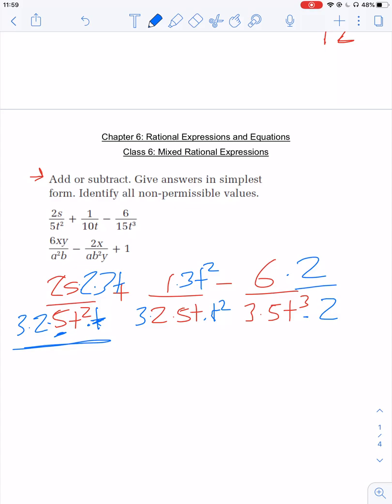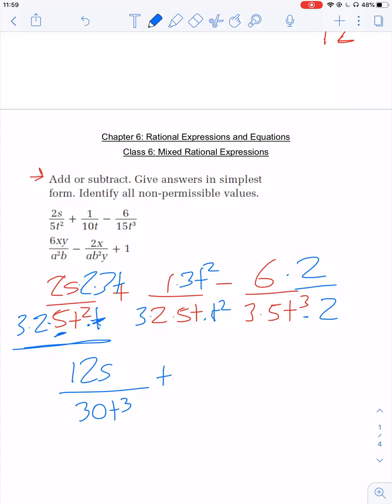If it's really bothering you, let's just put everything together. So on top, I have 2 times 2 times 3. So 2 times 2 is 4, 4 times 3 is 12. So I have 12s. And at the bottom, I can put everything together. So 5, 3 times 2 is 6, 6 times 5 is 30. So the common denominator is actually 30t cubed. And then I have a plus sign.